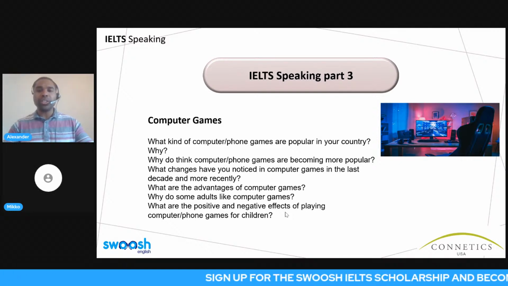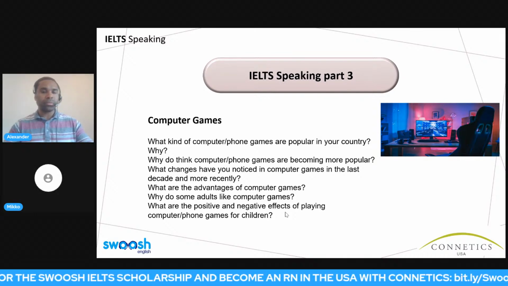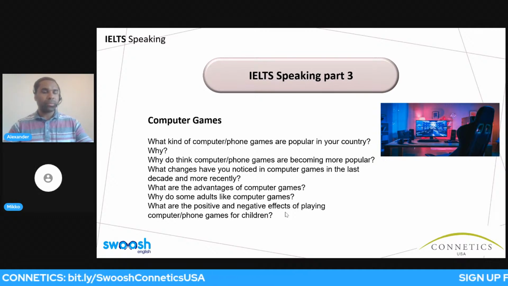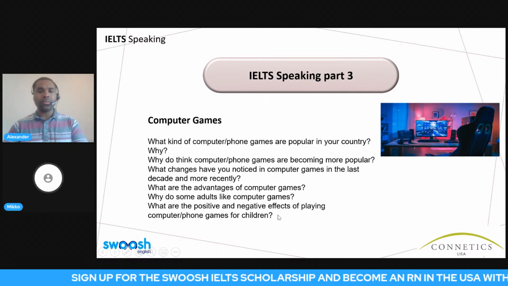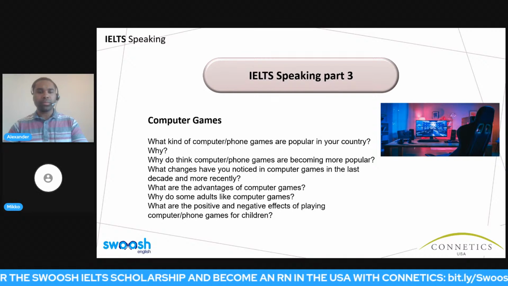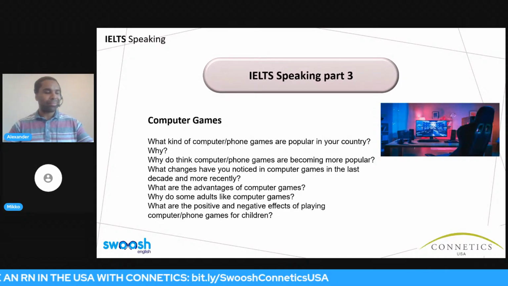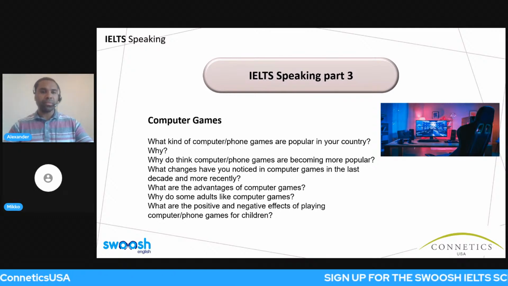What are the advantages of computer games? Well, studies show that playing on the computer releases some of the bad hormones in our body, and at the same time it makes our brain cells active, rejuvenated and recharged. So it helps us with cognitive thinking and logical reasoning.